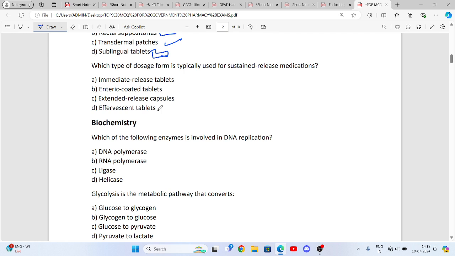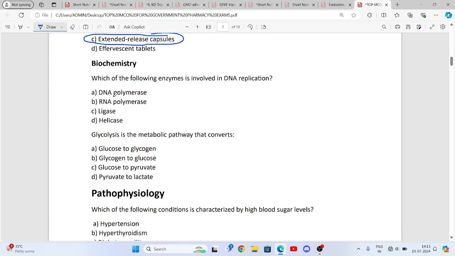Enteric coating, these are tablets that are designed for protection from the acidic environment. We have Eudragit polymers, we have cellulose acetate phthalate that provide enteric coating. Extended release over here will be the right answer, because extended release can show a sustained action or a prolonged action. Next up, we have two questions from biochemistry.